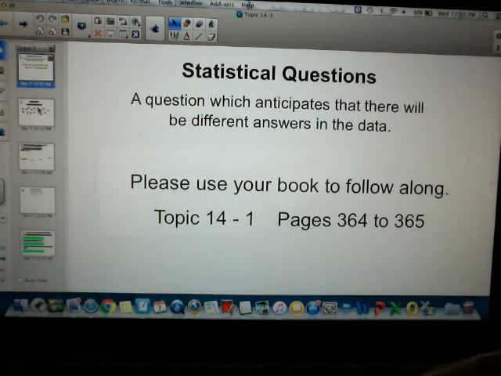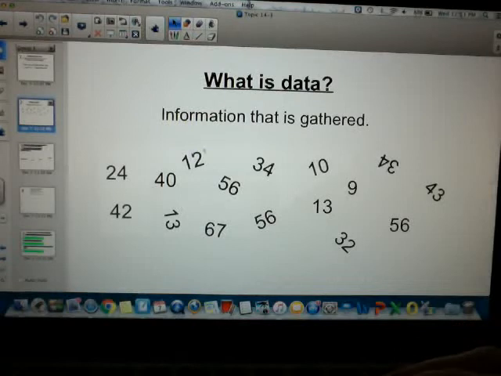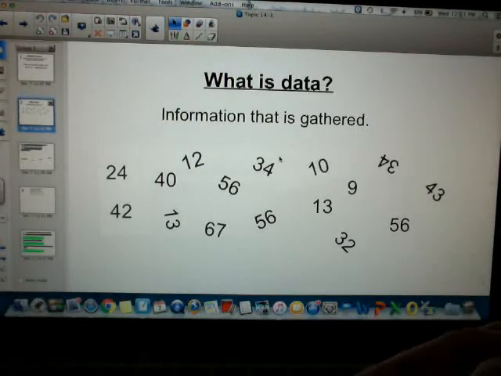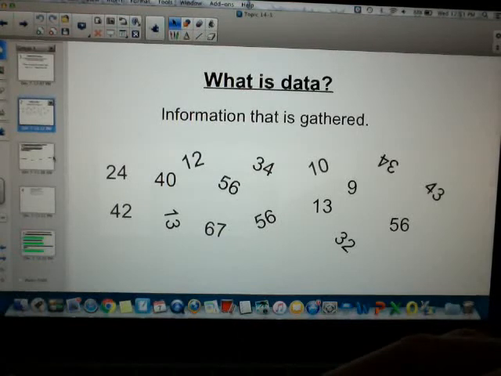So, statistical questions. If we want to think about statistical questions, one of the things we need to understand is that statistical questions are about data. Data is information that is gathered. We've used the word data a lot in this classroom, and you can see all these numbers are all over the place, and this is data. This is just raw. And if we wanted to start using this data statistically, we would organize it and put it into various visuals.